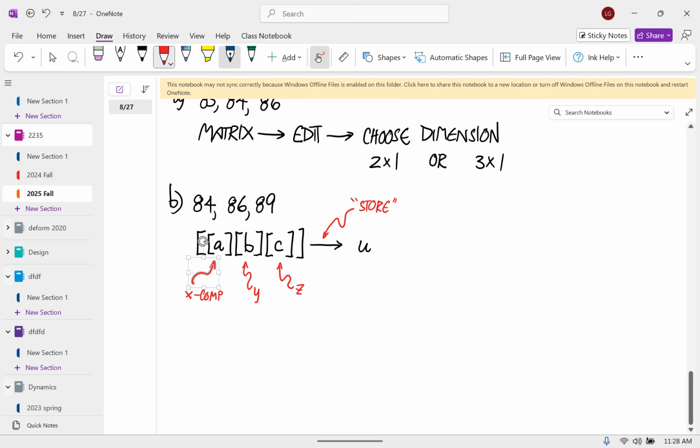And then third, if you have an 89, you have this additional option that's, instead of using square brackets for the rows, just separate the rows with semicolons. So A, B, C. Just a few less pen strokes.